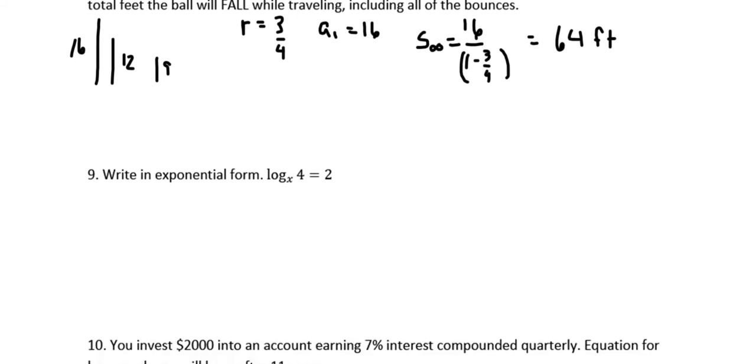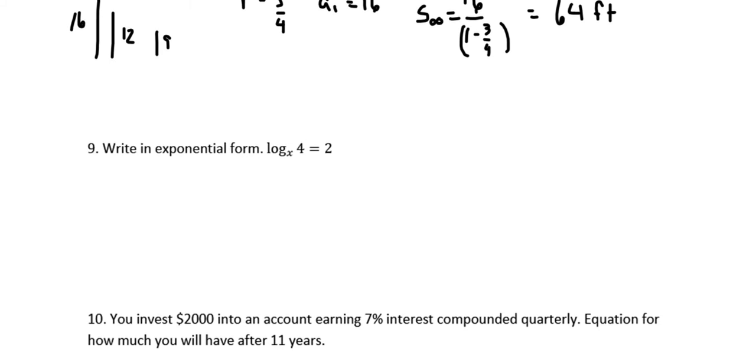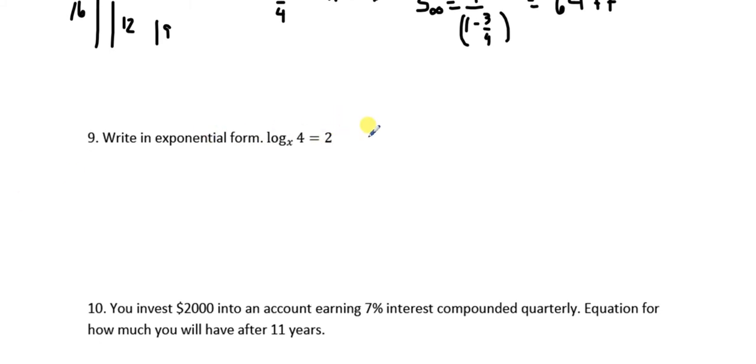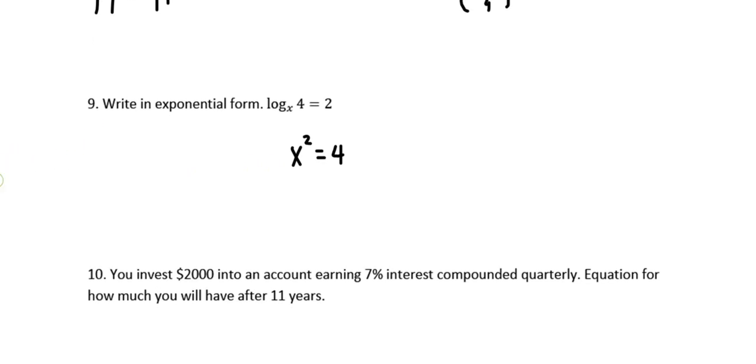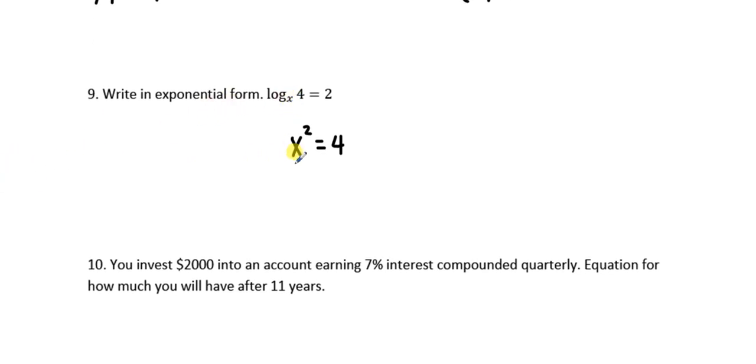All right. Write in exponential form. So this is a formula: log base x of c equals b means x to the b equals c. So make sure you find that formula sheet. You'll have that for the test. But in exponential form, it's x to the second equals 4. So in this case, if it was solve, x would equal 2. Take a square root of both sides. And you can't have a negative base, so it would be a positive 2.